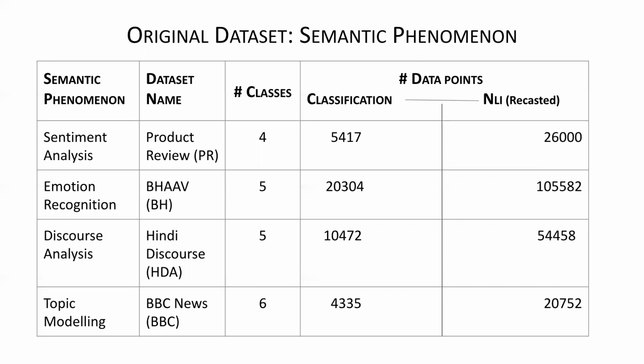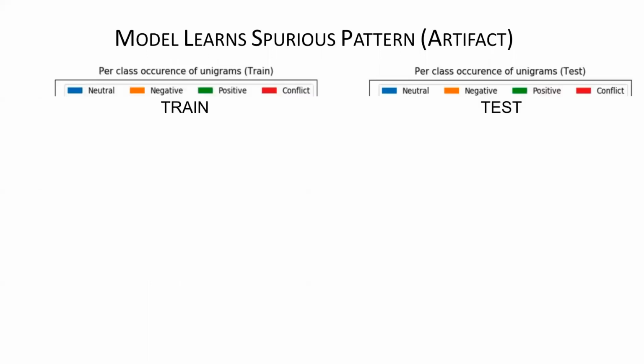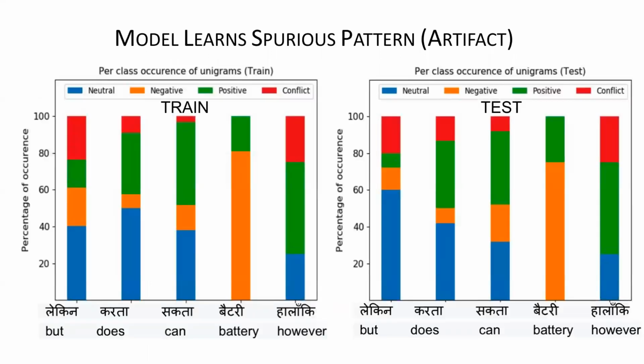Also, we ensure that the train, test, and valid split does not cross any premises. The premises are separated in the same way, and they correspond one-to-one to the train, test, and valid sets in the classification data, so that we can properly compare with the classification datasets.